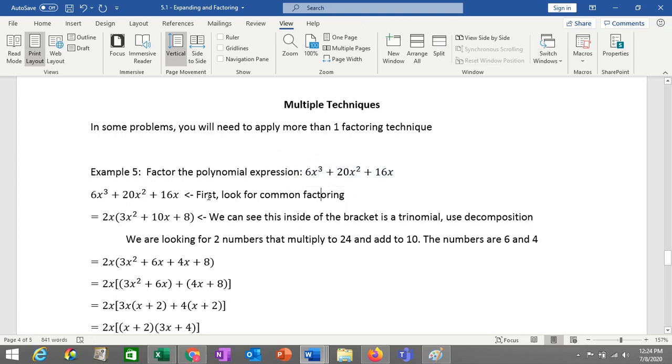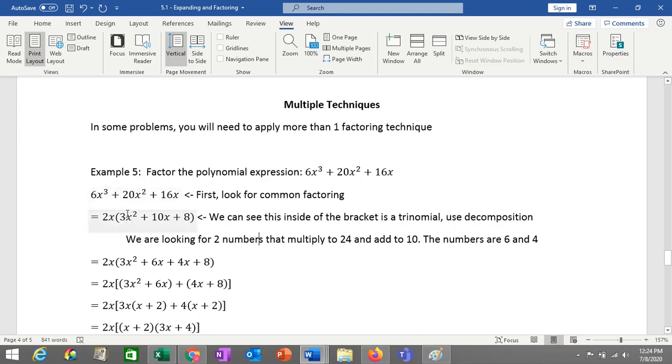First thing to look for, remember, is common factoring. Every term has at least one x, so we can pull out an x. And these are all even numbers, so they can all be divided by 2. So we're going to pull out a 2x, and that gives us 3x squared from here, right? 6x cubed divided by 2x is 3x squared. 20x squared divided by 2x is 10x, and 16x divided by 2x is just 8. The x's cancel.